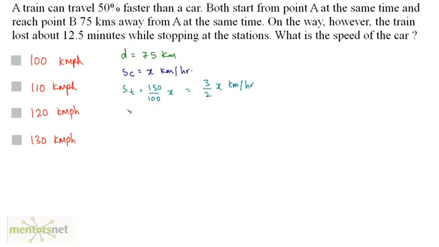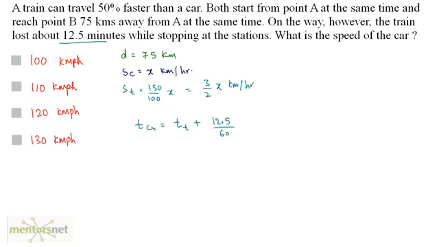But the time taken by the train is equal to the exact time taken by the train plus the 12.5 minutes that it lost while stopping at the stations. So the time taken by the car, TC, is equal to time taken by the train plus 12.5 minutes. So 12.5 minutes will have to be converted to hours. So 12.5 minutes will be 12.5 divided by 60 hours.